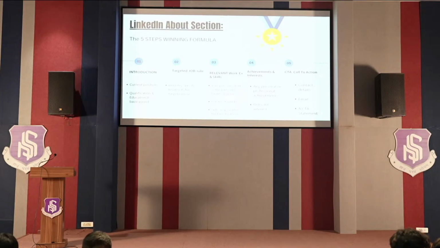CTA is basically a one liner. You can add your email ID. Email ID everyone should add, and number is optional. If you add your number, a lot of people might call and trouble you, or it might also look very desperate that you have given your number for jobs.